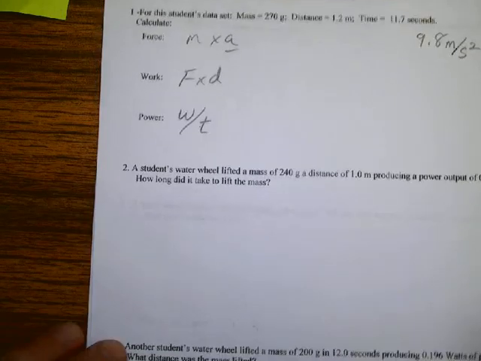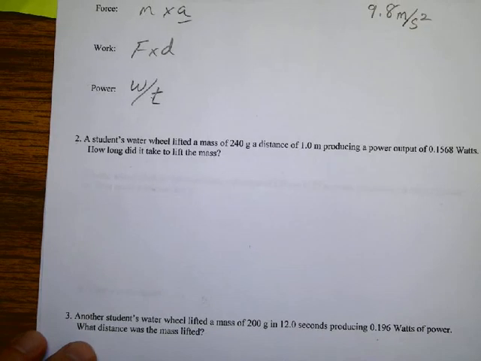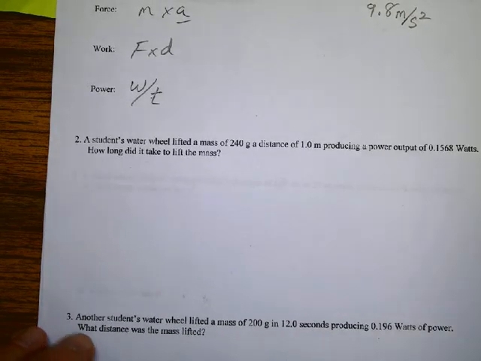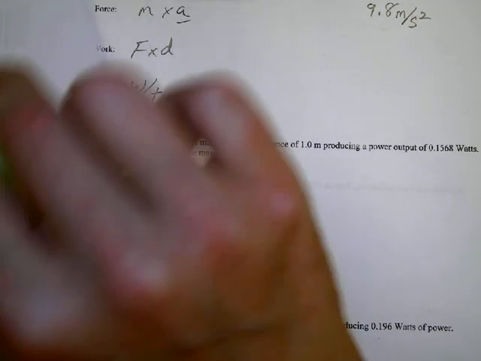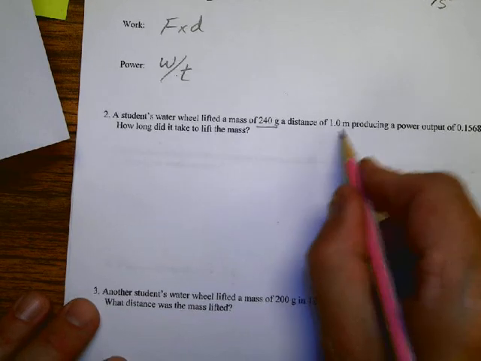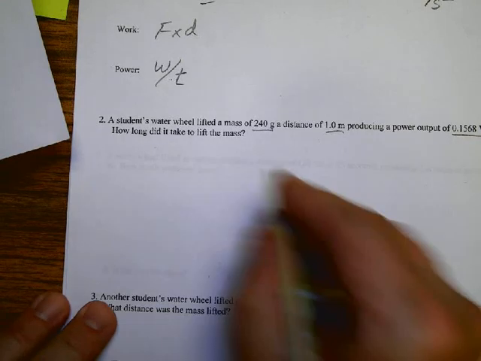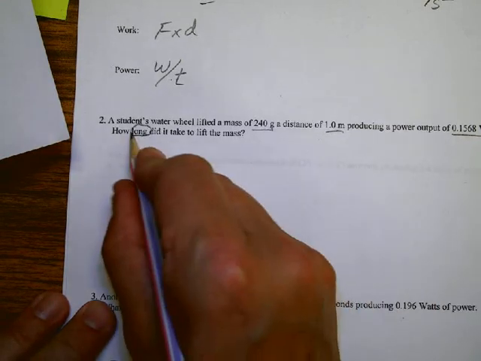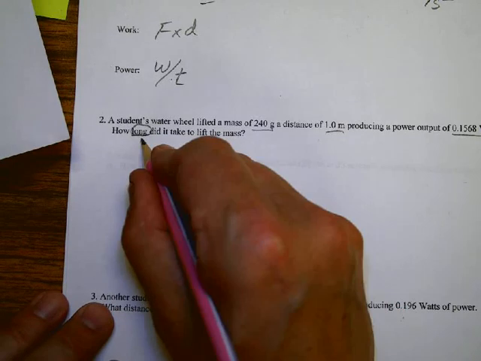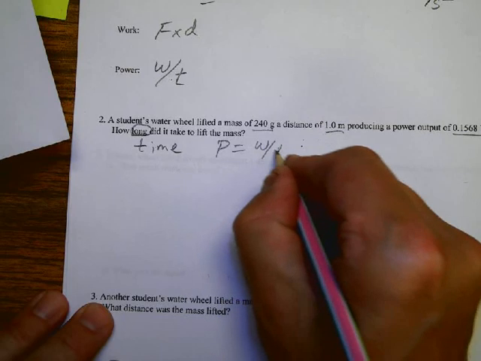All right, now on to the other ones. They're a little bit more complicated, I guess. So I'll talk you through them, and I will later post all the worked out solutions on the web page. So look at the information we're given. We're given mass, the distance it was lifted, and the power output, and we're trying to find out how long it took. Eventually we'll need to find time from power equals work over time, but we don't have enough information there to start with.